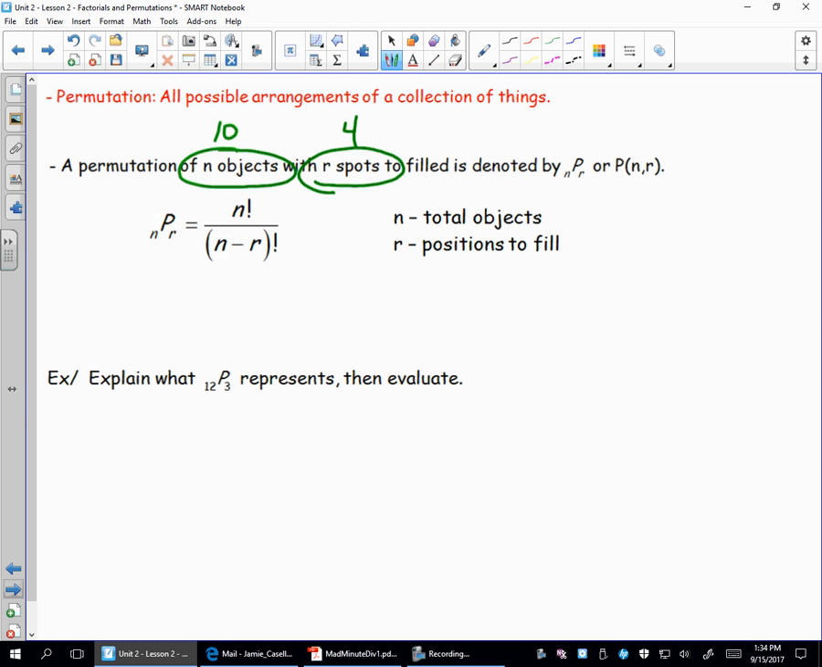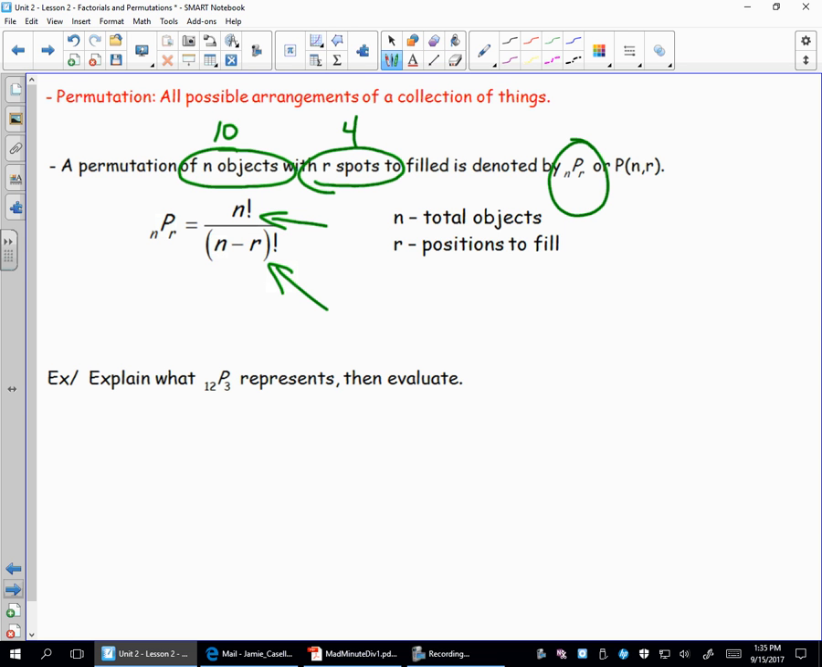So we have a permutation button on our calculator. It looks like nPr. And what it does for us is it takes all of the objects and it arranges some of them. And that's how this formula works. Now, you don't have to do the formula. I'm not going to ask you to calculate things by hand. Use your nPr button. But we want to know where it comes from.